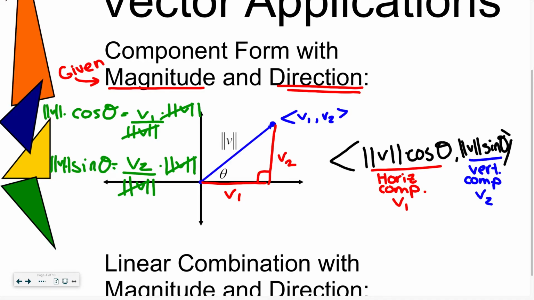So there's now two ways for you to find horizontal and vertical components. If it's like the warm-up and I'm giving you initial and terminal point, do like Abby said, terminal minus initial. If instead I give you information about the vector related to its magnitude and its direction angle, use trig: magnitude times cosine, magnitude times sine.